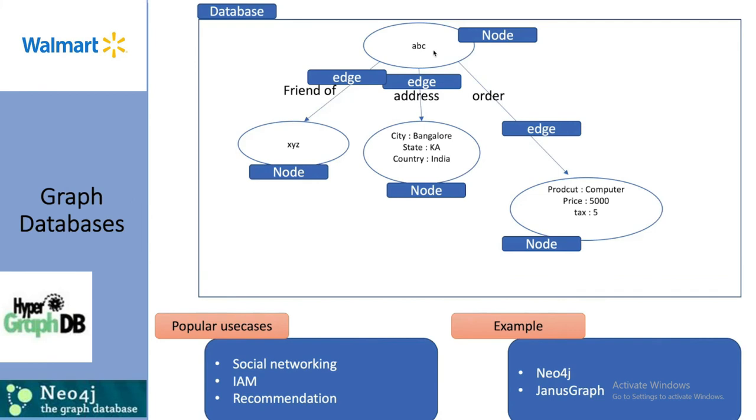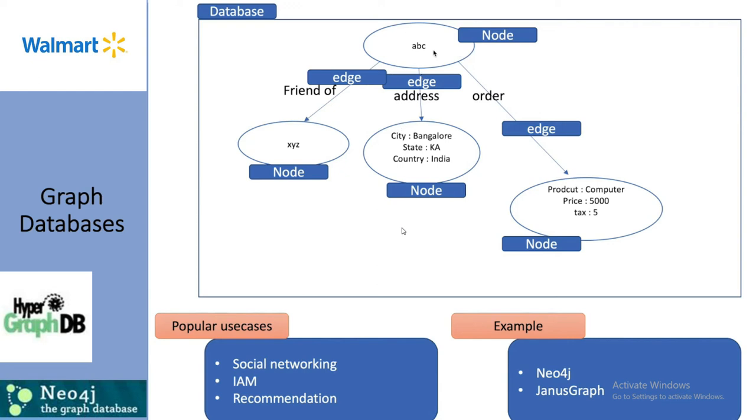And coming to graph databases, here we are going to store the data in the form of nodes, and the relation between the nodes we are going to represent in the form of edges. Observe, ABC is a friend of XYZ. ABC's address is so and so. ABC orders so and so computer, so and so price for that, and so and so tax he has paid. So everything is represented in the form of nodes, and they are connected via edges.